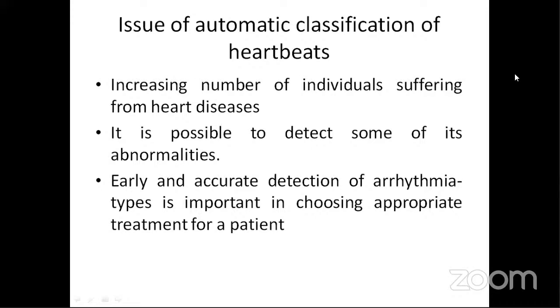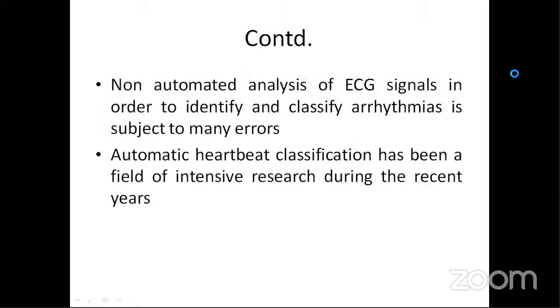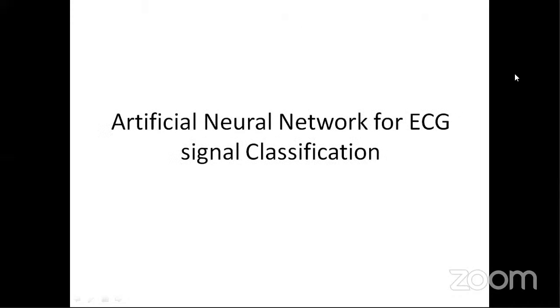One more thing is that early and accurate detection is very important when a person is having arrhythmia attacks. Automatic classification can be done with the help of machine learning and deep learning, using artificial neural networks. I am not going into the details of neural networks. I am just saying that an artificial neural network can classify a large number of ECG signals automatically.